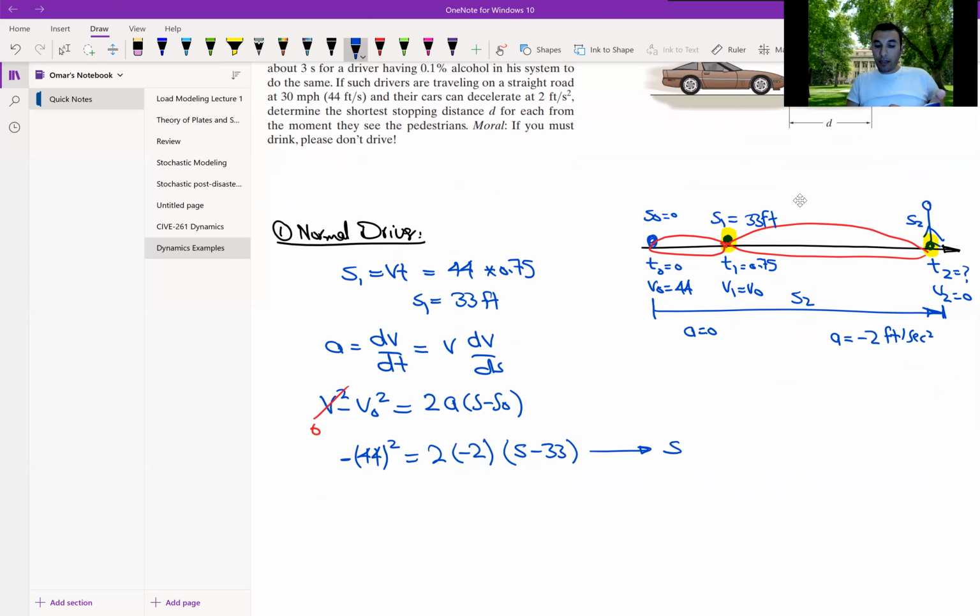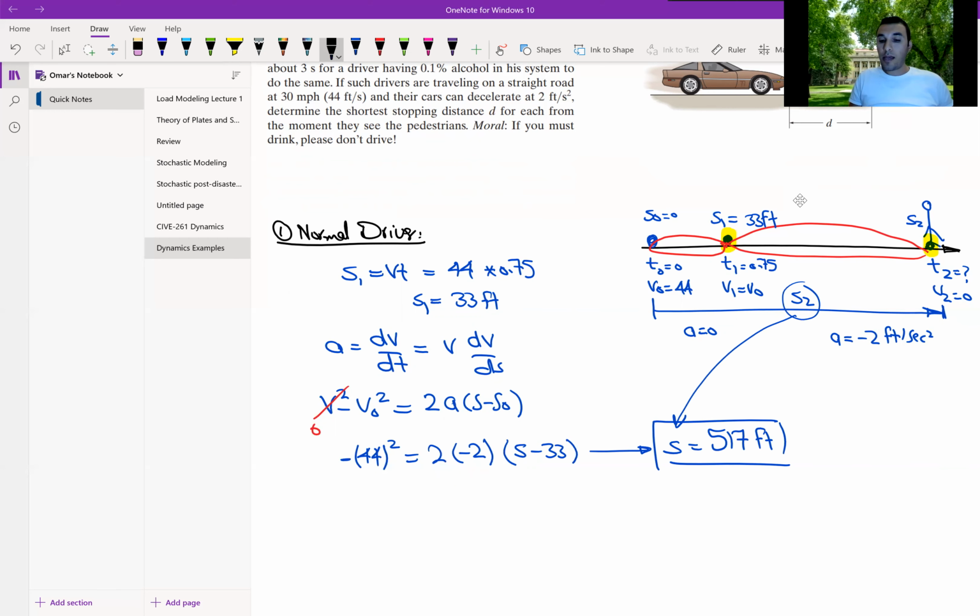So you will get your calculator, and you will have 44 squared over 2 times 2, plus 33. So this will be 517 foot for normal drivers.